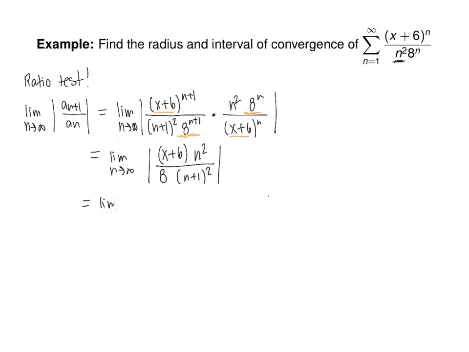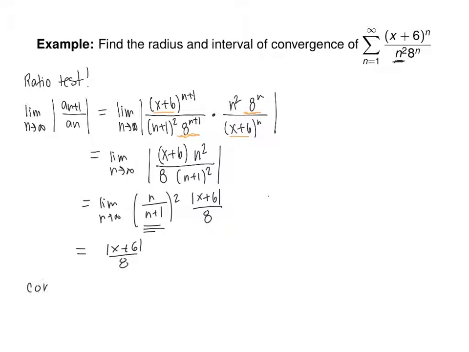And that can also be written as follows. It can be written as n over n plus 1, the quantity squared, times the absolute value of x plus 6 over 8. Remember, x plus 6 could be a negative number. That's why you have to have that x plus 6 in absolute value bars. Now, as n goes to infinity, this n over n plus 1 will go to 1. 1 squared will be 1. So this limit is the absolute value of x plus 6 over 8.